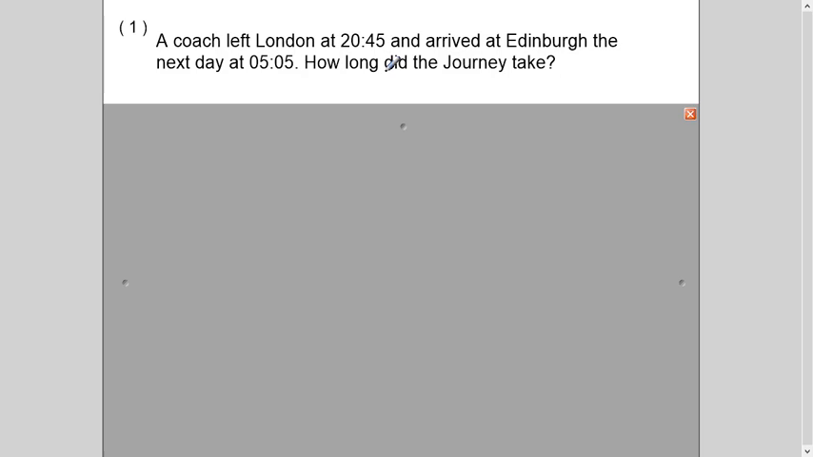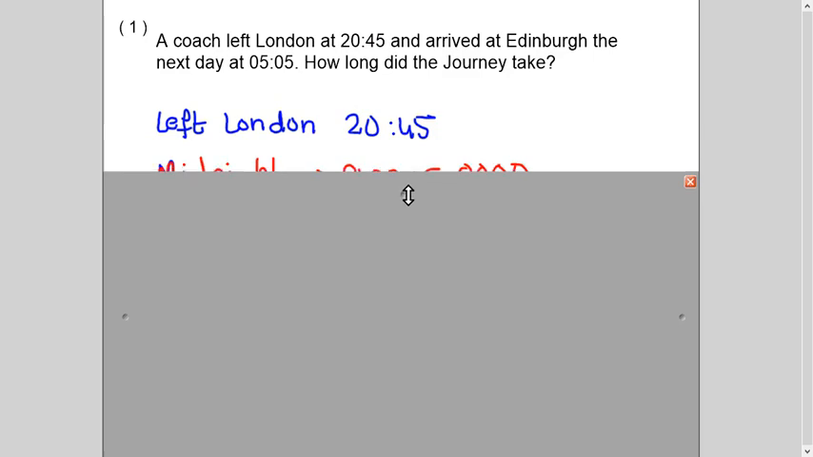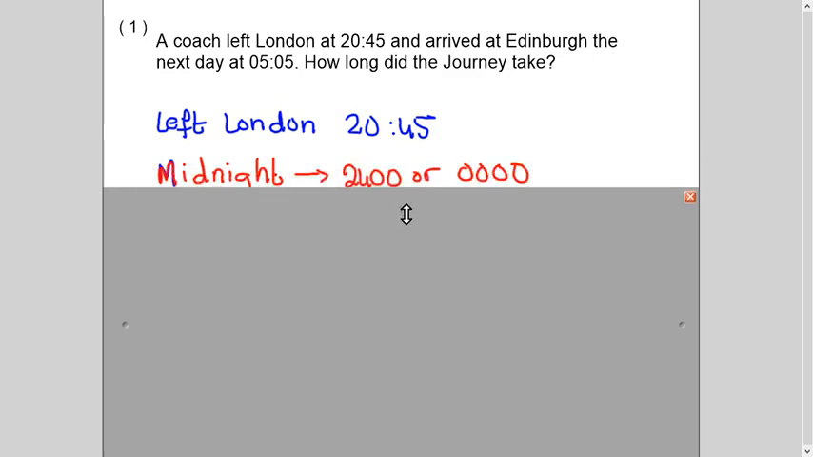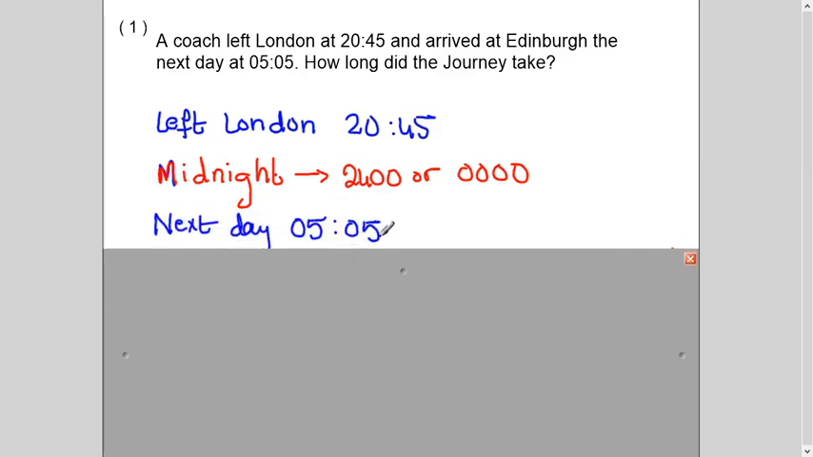So here, if you see what is happening, it is the next day. And we know in the 24-hour clock, at 24:00, the next day starts and the clock changes to 00. So when the coach left London at 20:45 and reached the next day at 05:05, there is midnight in between. When the clock strikes 24 hours, the digits change to 0000.